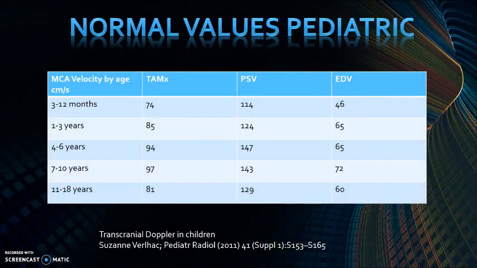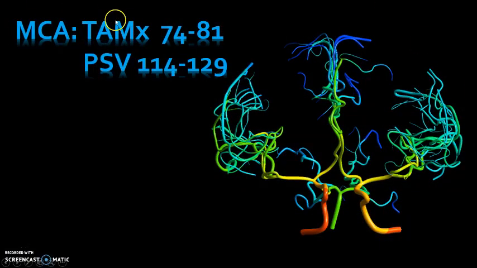Normal values in pediatrics are a little higher. Very early on, 74, 85. And as the patients get a little older, the values increase to almost 100 and then taper down in the later teenage years to 81 and stay like that through adulthood. And then the peak systolic velocities are there as well. The range is 74 to about 90s, and then going back down to the 80s in adulthood, and peak systolic velocity 114 to 129. These values are going to be a little higher in kids that have sickle cell anemia.